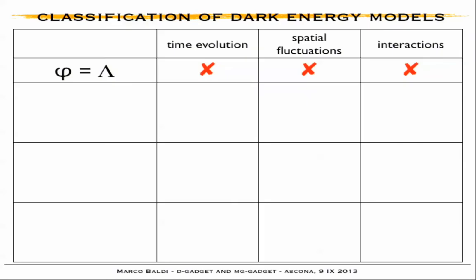One possible classification, which I think is meaningful, is the following. You can classify your additional scalar degree of freedom that is going to drive the accelerated expansion of the universe based on its time evolution properties, spatial fluctuations, and interaction properties. The cosmological constant is just the simplest case where you have none of these. Your scalar field is just a constant: no time evolution, no spatial fluctuations, and no interactions.